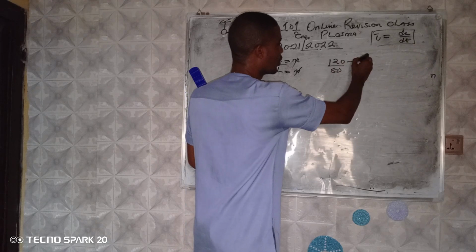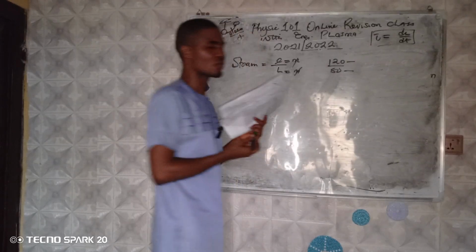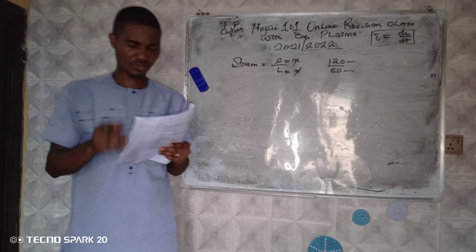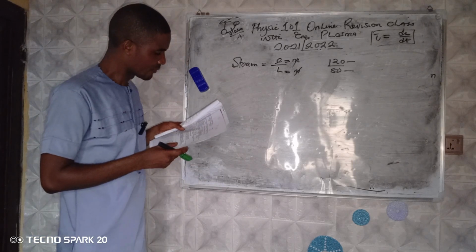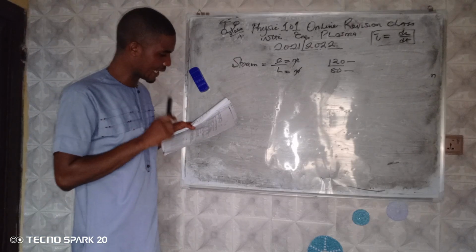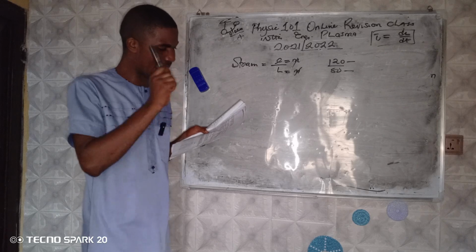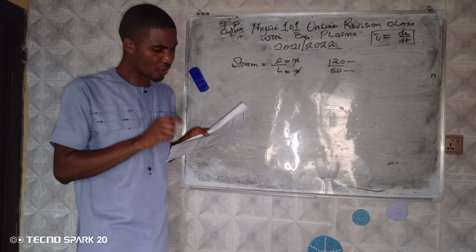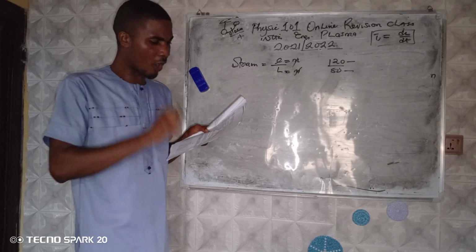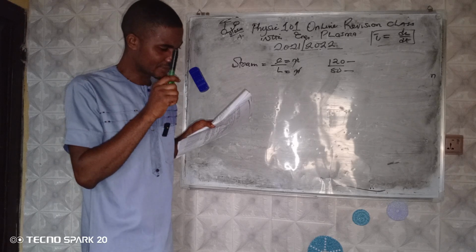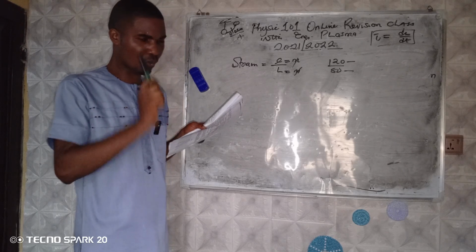This is systolic and this is diastolic. Go back to that question. Number 21: a man weighs 80 Newton in air and weighs 65 Newton in water. What is the upthrust on the man in water?